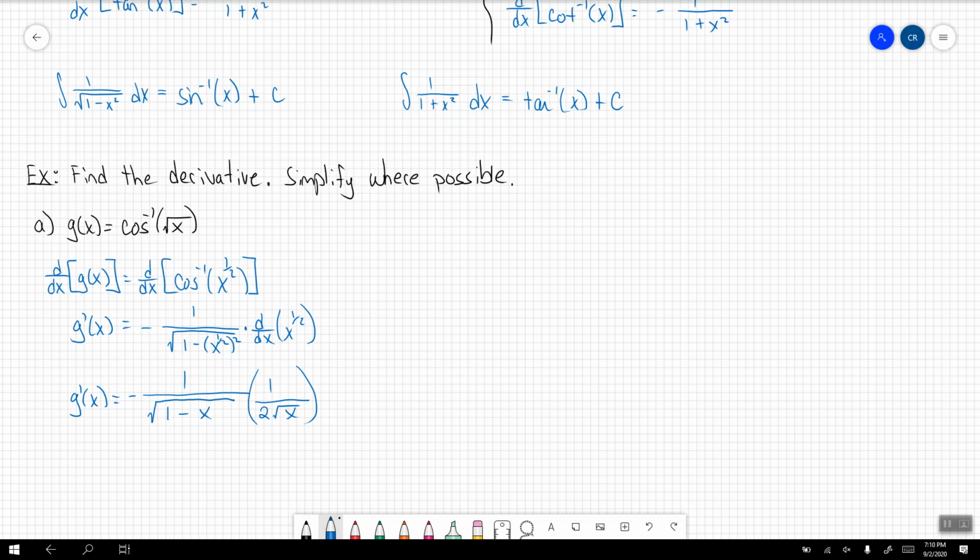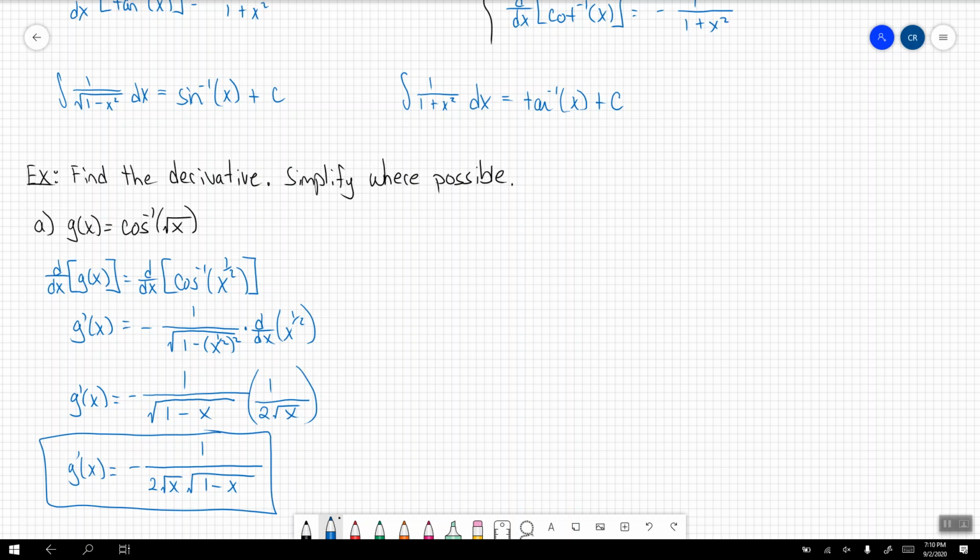So this is what we have so far, and this is the actual answer. All we're going to do is simplify it just a little bit more. That means we're going to multiply some quantities here. All right, so I have -1 divided by 2 times the square root of x multiplied by the square root of 1 minus x. And that's it. This is your final answer.